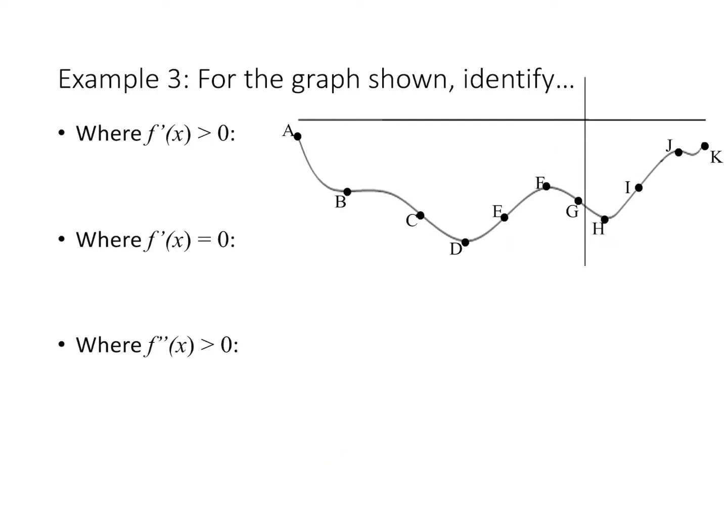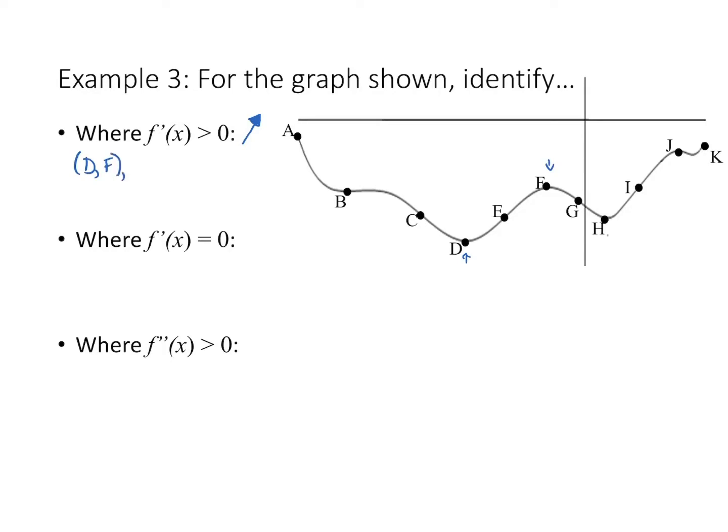The next part, we're going to find all the places where the first derivative is greater than 0. So we need to think about what that means. First derivative is talking about increase and decrease. So if our first derivative is greater than 0, we're looking for all of the intervals of increase. So the graph starts by going down. It's going to change to increasing from D to F. So there's our first interval.